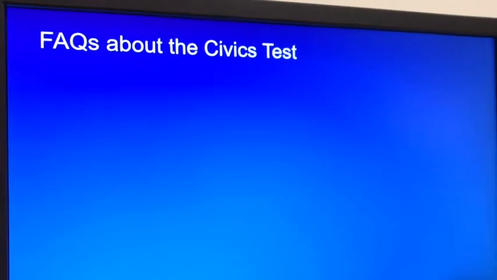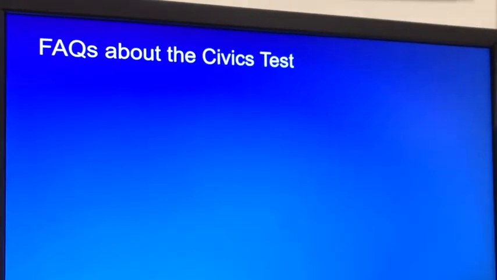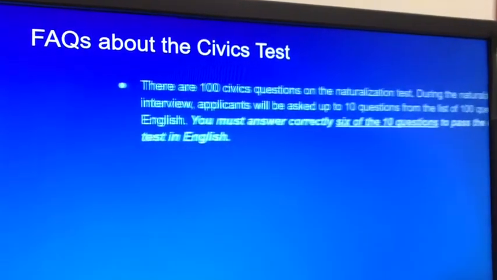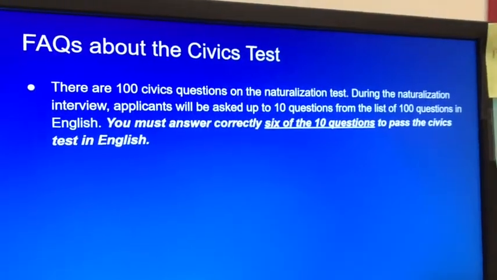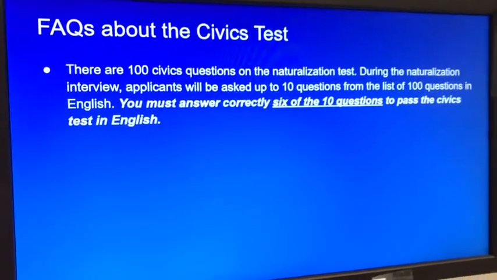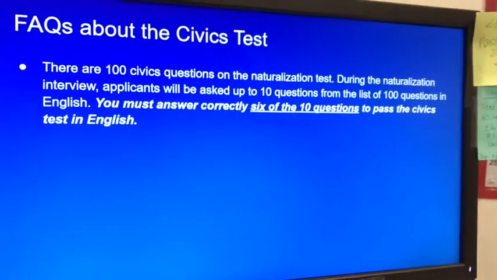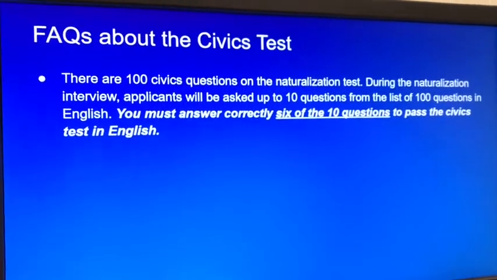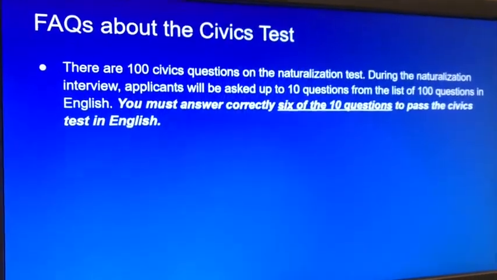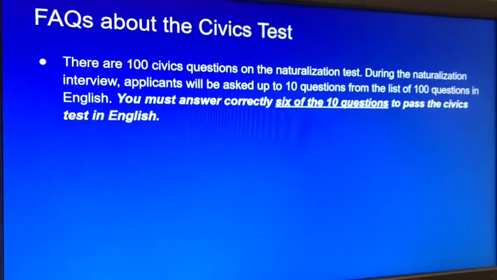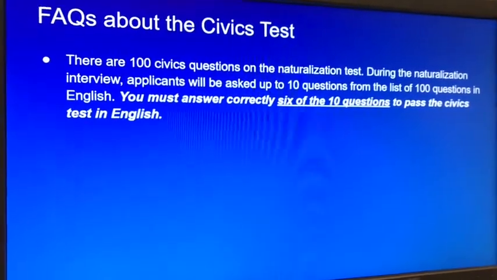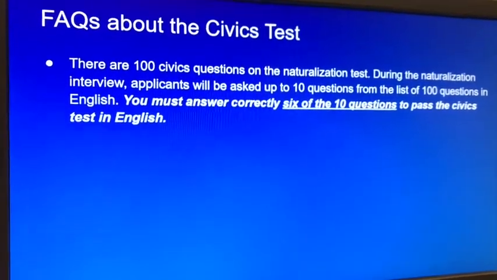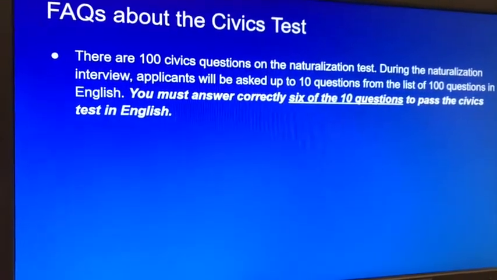Next, we're going to study the frequently asked questions about the civics exam. Many people ask, how many questions do they have to study? Well, there are 100 possible questions that you have to study that are provided on the flashcards. However, the good news is that of these 100 questions, when you get to your exam, you will only be asked 10 questions. You don't know which questions they are, so it's important that you study all of them.